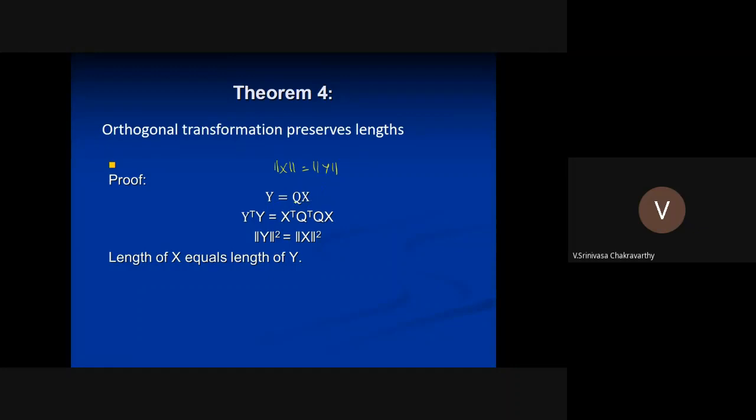So take the original transformation, y equal to Qx, then take the transpose, y transpose is equal to x transpose Q transpose. Then multiply these two. You get y transpose y is equal to x transpose Q transpose Q x. So Q transpose Q is equal to I. Okay, so therefore trivially you get norm y squared is equal to norm x squared. So the orthogonal transformation is a length preserving transformation.